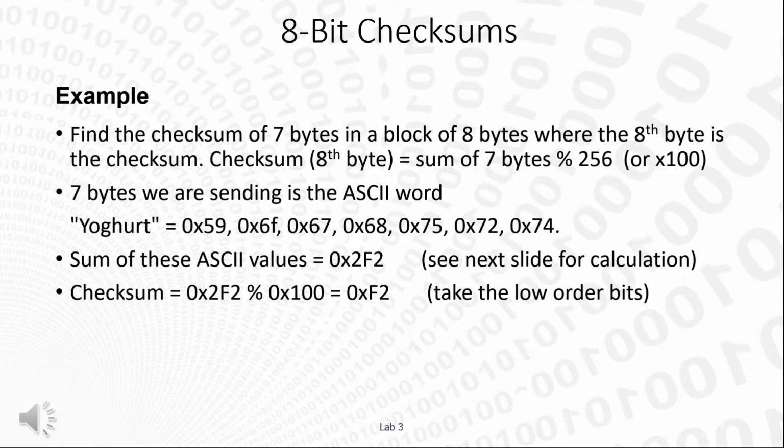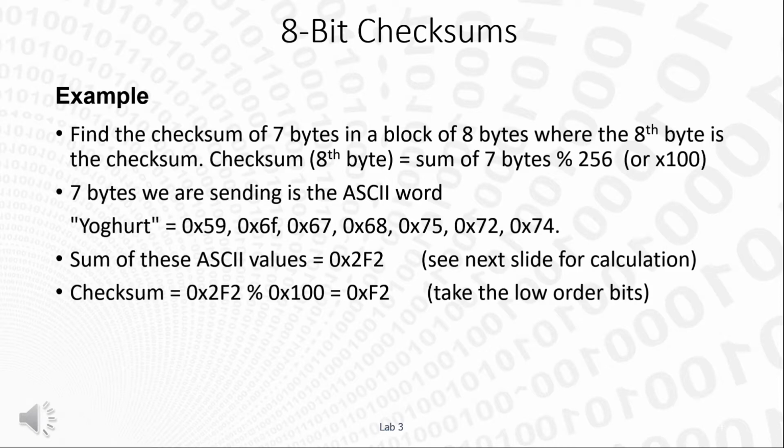Imagine that these 7 bytes are the ASCII characters in a word. So yogurt, for example. So Y is hex 59. O is hex 6F. When you take the sum of all of these hex values, on the next slide you'll see the complete calculation, but the result is hex 2F2. You need more than 8 bits to get the sum.